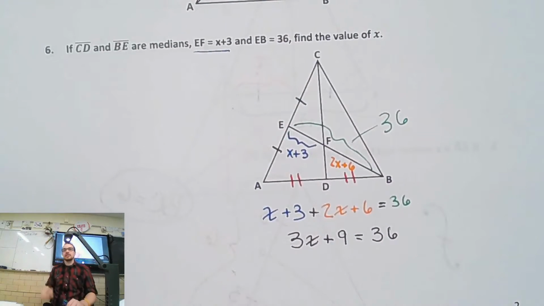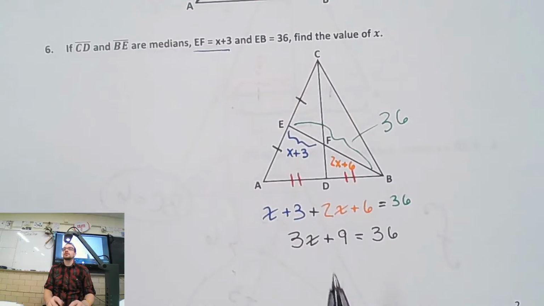That's all. They're already on the same side. No trickery here. No subtracting to move them around. They're already there, right? Just put them together. All right, how do we solve the problem? What do you want to do? Subtract the 9. We can subtract 9.